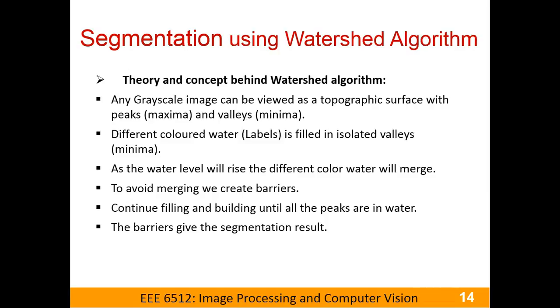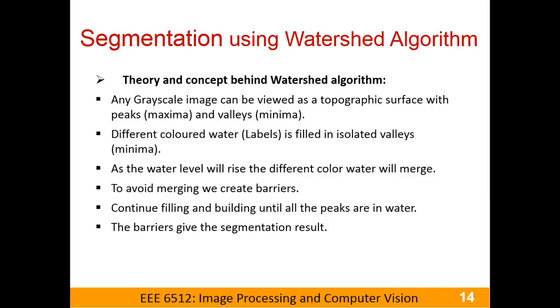After that, differently colored water is filled in the isolated valleys, the local minima. As the water rises, depending on the peaks and gradients, the water from the different valleys will start to merge. To avoid this, we create barriers. Then we continue filling the water and building the barriers until we get a segmentation result. So this is the basic philosophy behind the watershed algorithm.